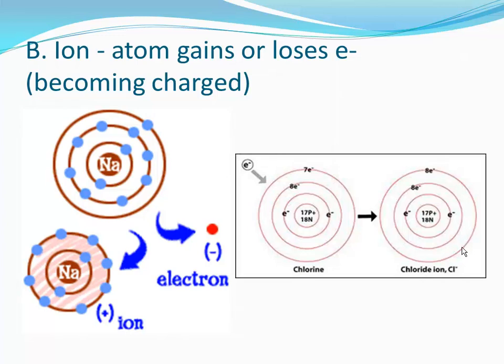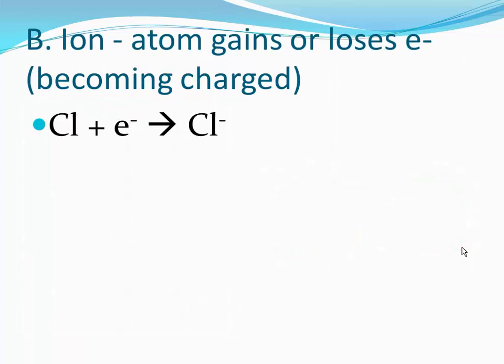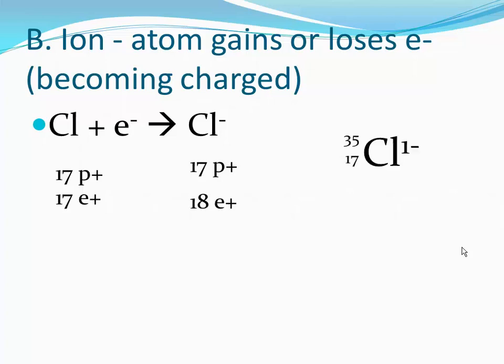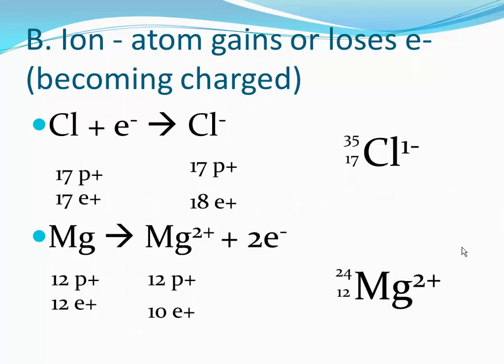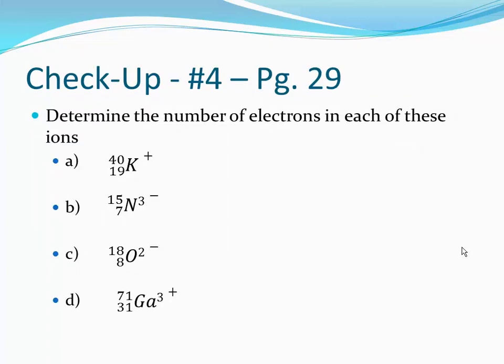Metals become positive, non-metals become negative. You can see in this example, chlorine gains an electron, so it goes from 17 protons with 17 electrons to 18 electrons, which should be negative, and you get Cl -1. Magnesium is a metal. They lose electrons. It starts off with 12 protons and 12 electrons, and then it has 12 protons and 10 electrons, so it has a +2 charge. Notice the protons stay the same, the only thing that changes is the electrons.